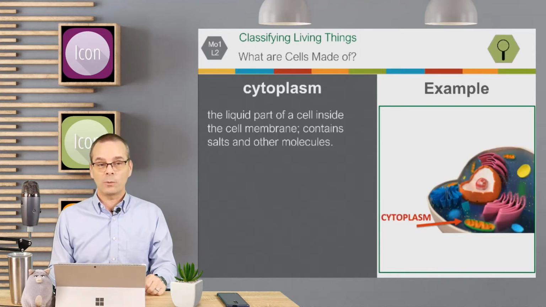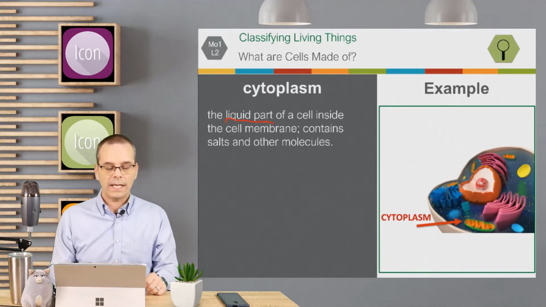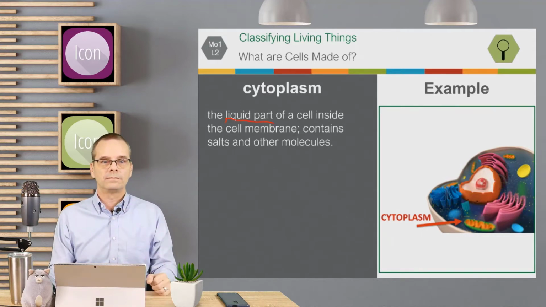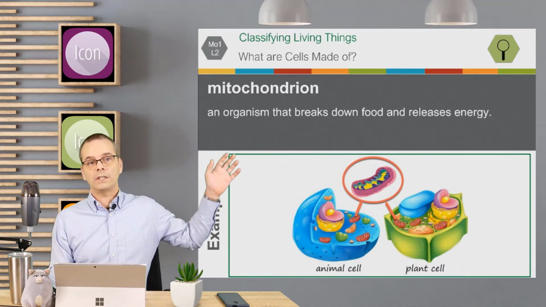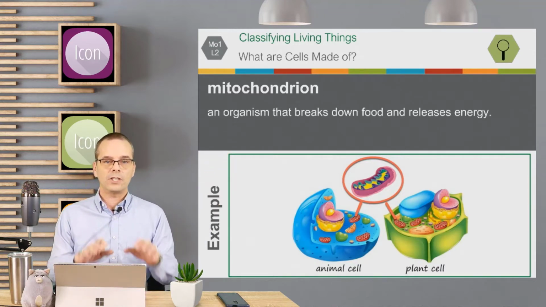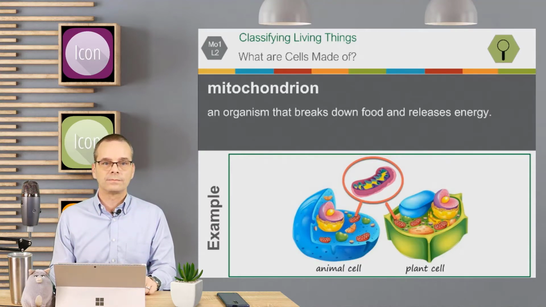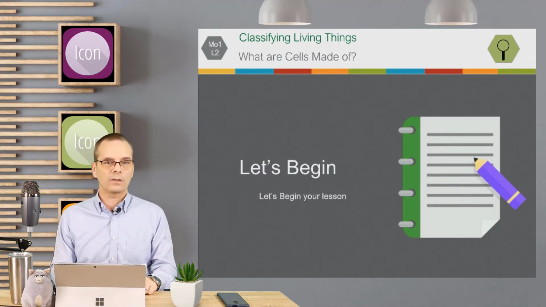You then have cytoplasm. Cytoplasm is the liquid part of a cell inside the cell membrane, and it contains things like salts and other molecules. You also have mitochondrion. Mitochondrion is an organelle that breaks down food and releases energy inside the cell. So let's go ahead and begin our lesson now that we've done our vocabulary words.